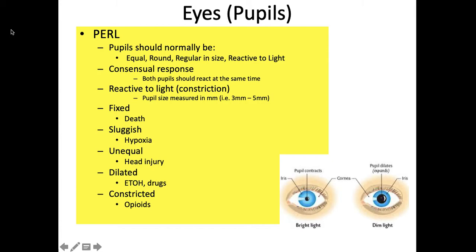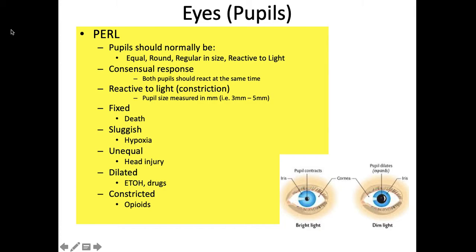Sluggish pupils: you apply light to a patient who is low on oxygen, and you might notice it takes a little longer than normal for that pupil to constrict. And again, the muscles that cause that constriction are low on oxygen, and they're just kind of not wanting to work right now. But they will eventually constrict, but it might take a few more seconds than it normally would.